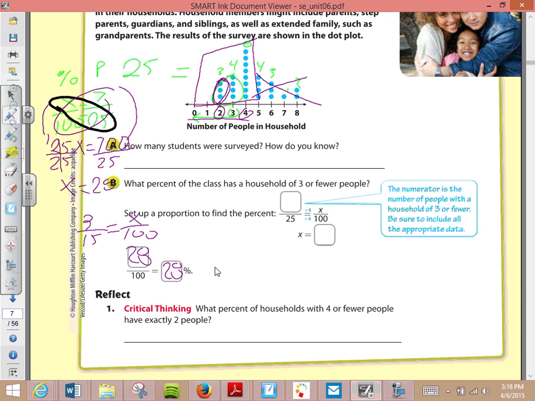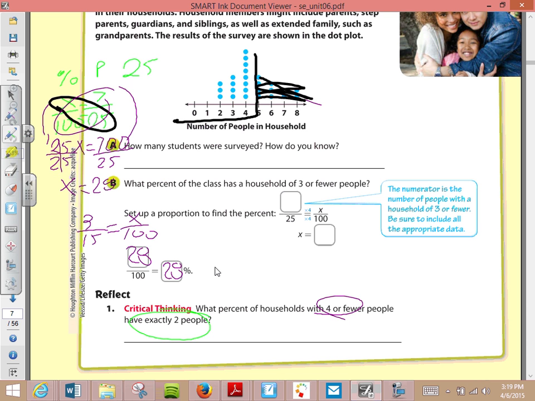By the way, my second period was able to get it within seconds. Because they looked at it. It says household with 4 or fewer. If I'm saying 4 or fewer, that means I'm focusing on only this part. And these no longer count. So how many do I have total? 15, right? And I'm asking about who have exactly 2 people. Exactly 2 people, only 3 of them. So 3 out of 15.